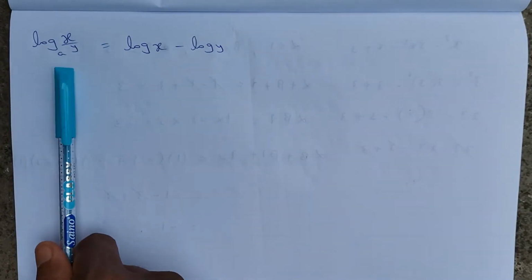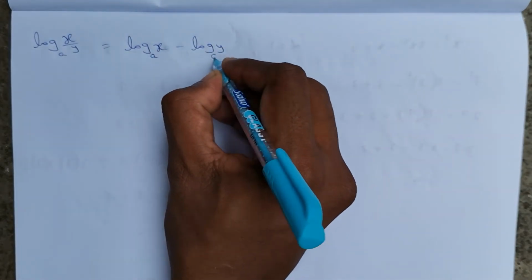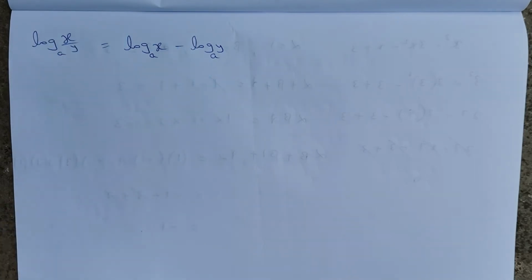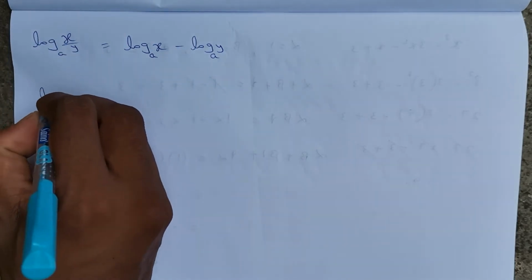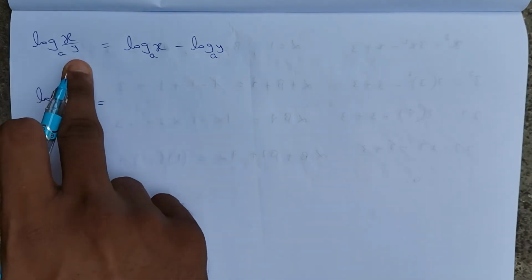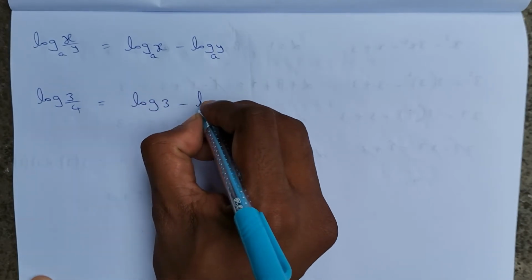Okay, the next formula is log x by y base a is equal to log x minus log y, same base again. Log x base a minus log y base a. So in the previous formula, if multiplication is there, we did addition. If addition is there, go back to the multiplication. In this case, division and subtraction. If division is there, subtraction is there. So let us check one problem. Log 3 by 4. Here log 3 by 4 is in the form of log x by y. So it can be written as log 3 minus log 4.